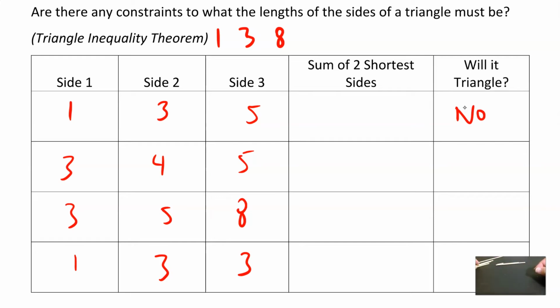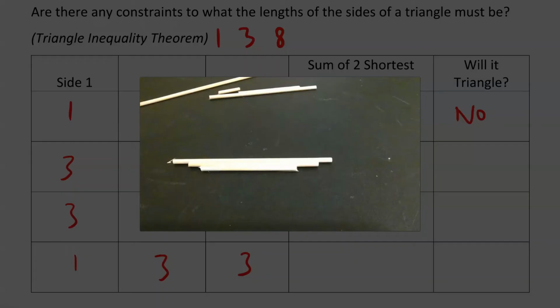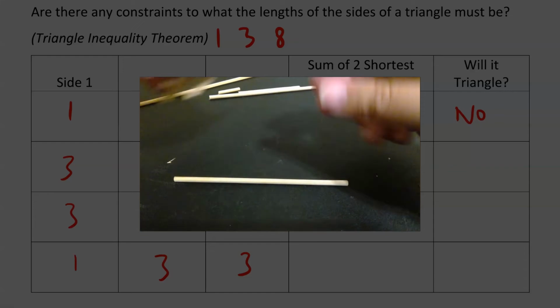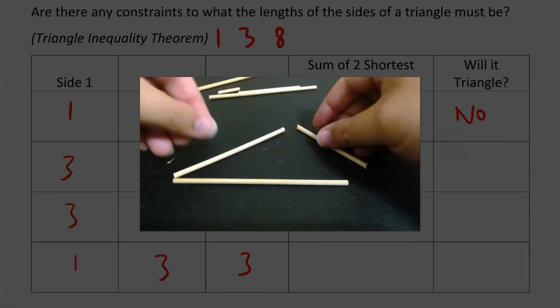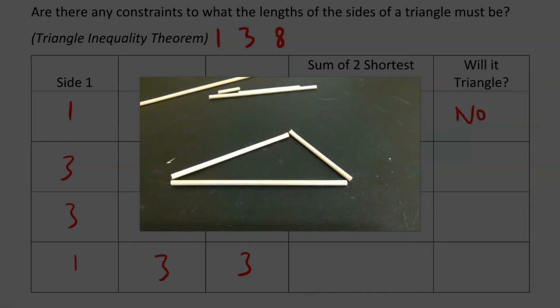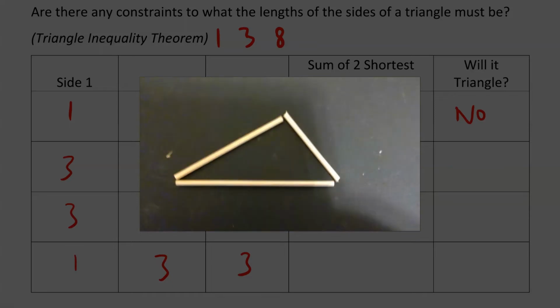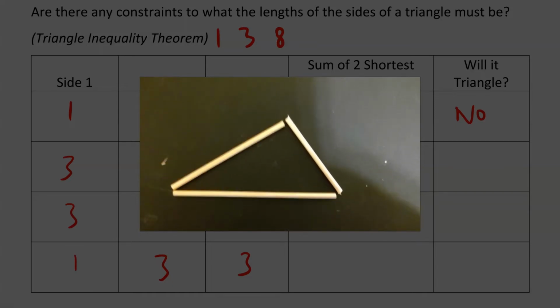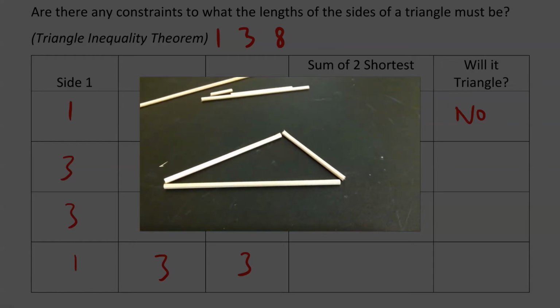What about a 3, a 4, and a 5? Will a 3, 4, 5 make a triangle? Let's see. And yep, sure enough, that makes a triangle just perfectly. In fact, this is a special type of triangle. If I move the camera here, you'll see that it's a right triangle. It's a very important right triangle, the 3, 4, 5 right triangle, and you'll learn a lot more about that in 8th grade. But in the meantime, what we need to know is that a 3, 4, 5 does in fact make a triangle.